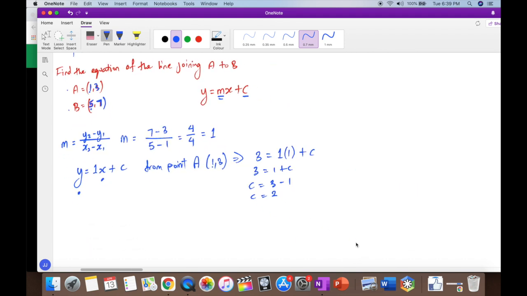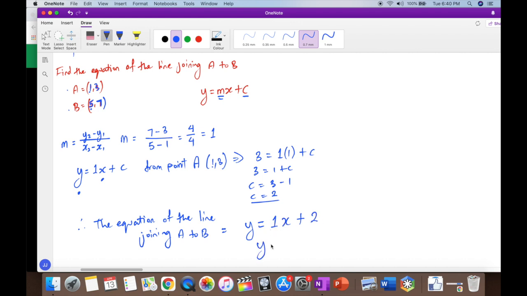So now, therefore, the equation of the line joining A to B is y is equal to m, which is 1, x plus c, which is 2. And of course, we don't need to write 1x, so we could just write y is equal to x plus 2, and that is it.